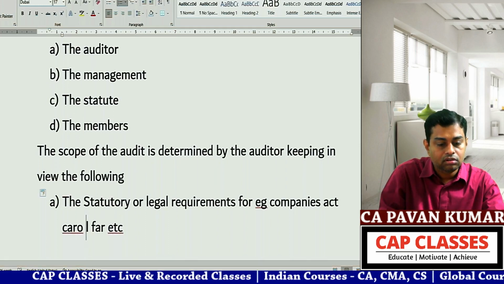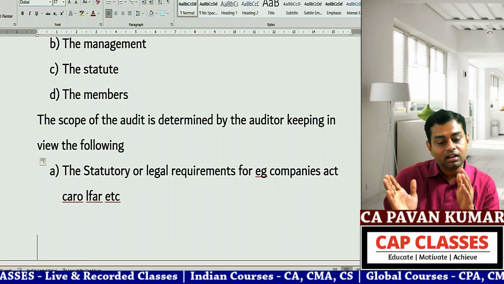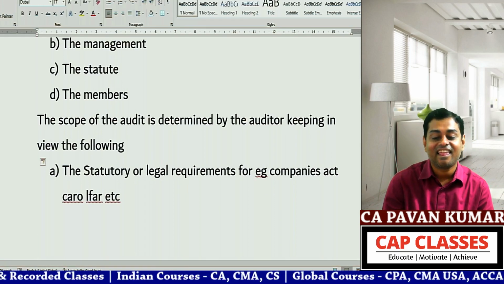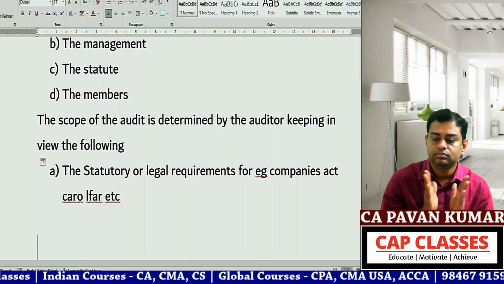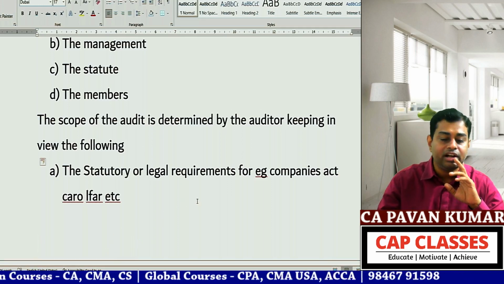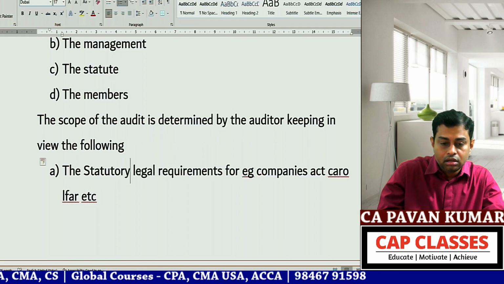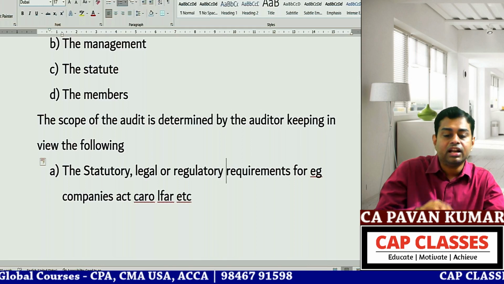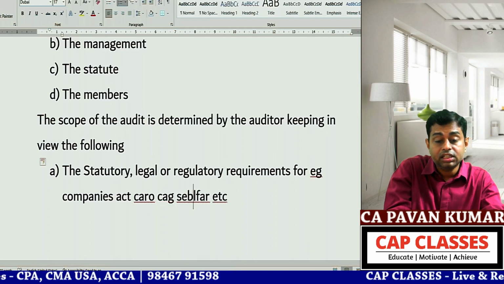I said CARO, LFAR, and it was transcribed as Carol FAR. What is LFAR? Correct. In bank audit, you will write long form audit report. Statutory, legal, or regulatory requirements. Like it can be C&AG, it can be SEBI, CAG, SEBI, etc.